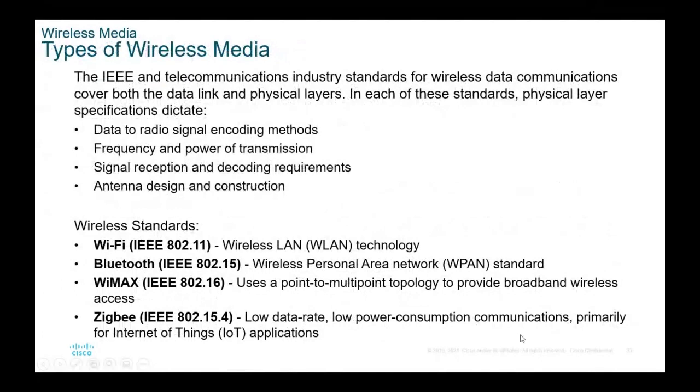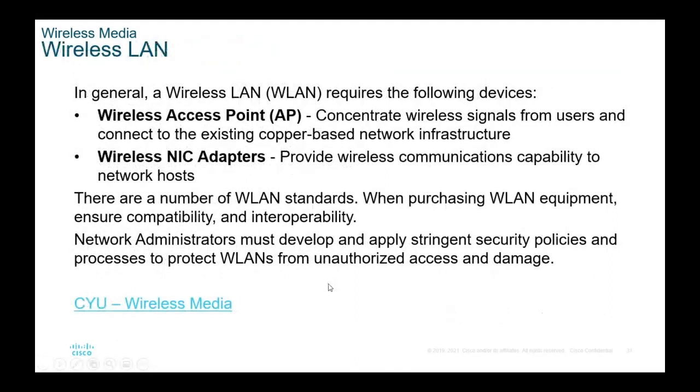So there are all these standards. The IEEE again: there's the 802.11 standard for Wi-Fi. For Bluetooth, it's 802.15, and so on. WiMAX and Zigbee are less common. Well, for wireless LAN, instead of a switch, we have an access point. Instead of an Ethernet network interface card, we have wireless interface cards. There are a number of WLAN standards.